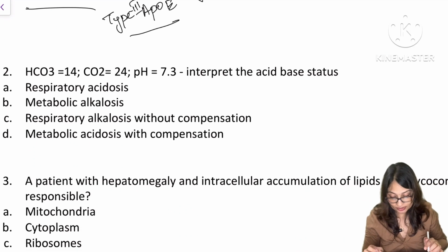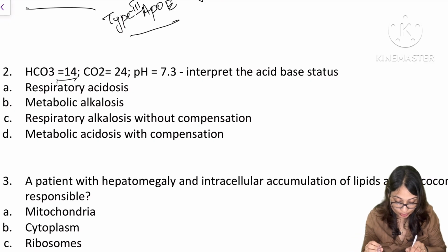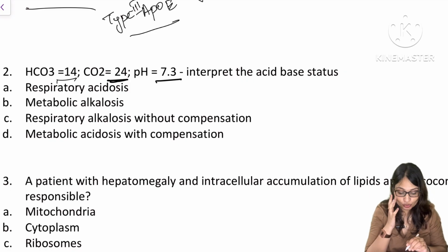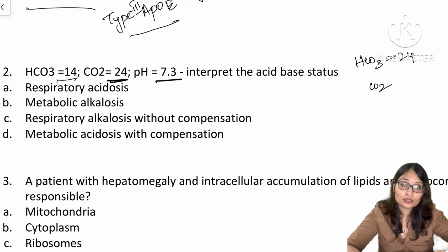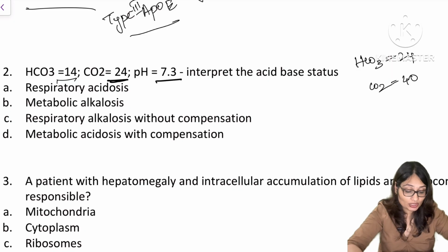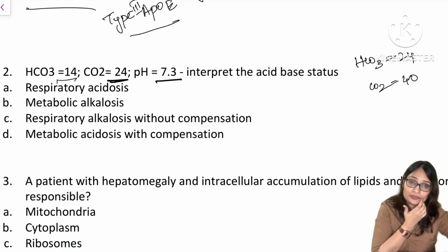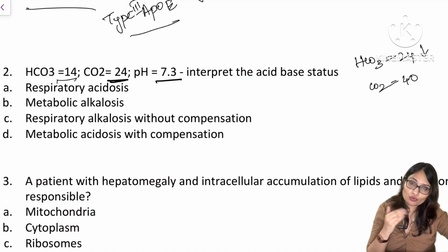The second question gives a bicarbonate level of 14, carbon dioxide of 24, and pH of 7.3. They've asked you to interpret the same. So what is the normal level of bicarbonate? The normal level is around 24, and the normal level of CO2 is somewhere around 40, right? Before going on to this patient, let me give you a scenario. What is the telltale picture if bicarbonate level drops from 24 downwards?